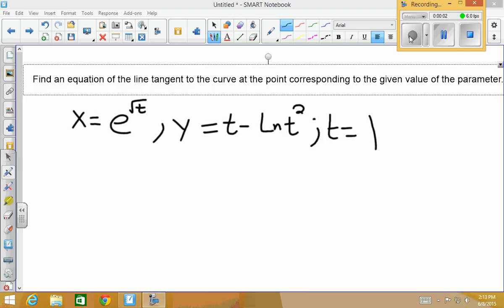Find an equation of the line tangent to the curve at the point corresponding to the given value of the parameter. Here our curve is given by x equals e to the square root of t, y equals t minus the natural log of t squared, and t is equal to 1.